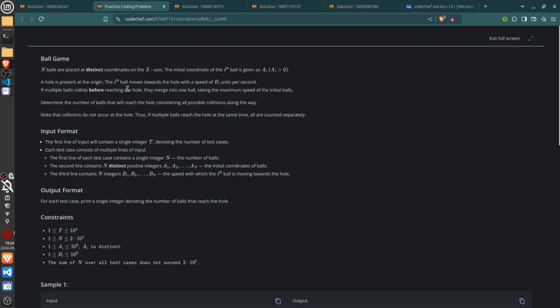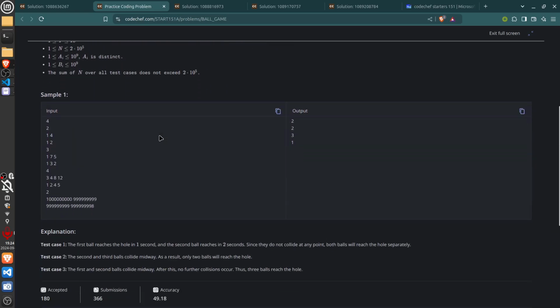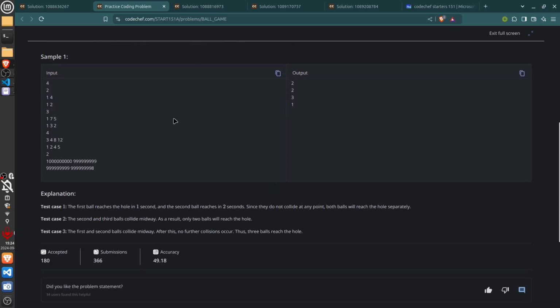If multiple balls collide, reaching the hole, they merge into one ball, taking the maximum speed of the initial balls. Determine the number of balls that will reach the hole, considering all possible collisions along the way. Note that collisions do not occur at the hole. Thus, if multiple balls reach the hole at the same time, all are counted separately. So let's go into it. I would do this.